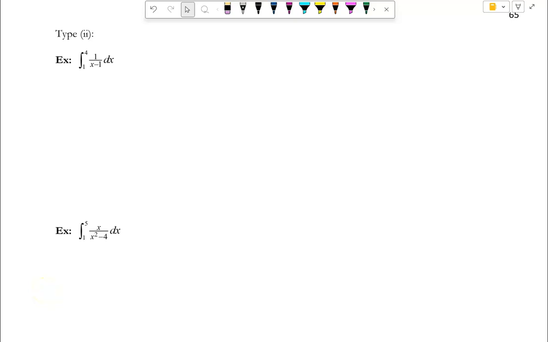In this next set of examples, we'll notice that these are type 2 improper integrals. So we said that type 2 improper integrals are when the integrand approaches plus or minus infinity on the interval of integration. In other words, this is when the integrand has a vertical asymptote between the limits of integration. So we have to be really careful. These are harder to spot.